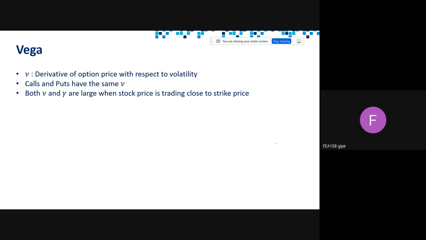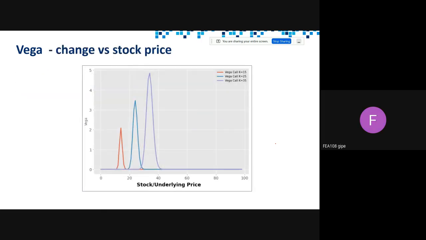Are you okay with this? Yes, sir. Let's go to the next one. So this is what happens, and as a rule of thumb, whenever you're near the strike price, this is what happens. This is Vega here, and you've got the underlying stock price. Let's go to the next one.